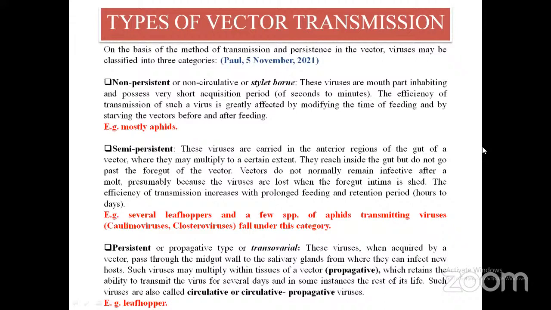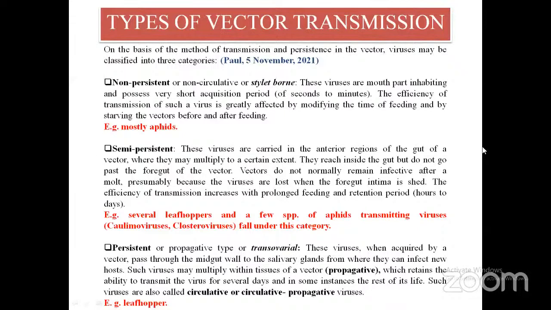The third category will be persistent. Out of these three categories, only this type of virus will be sustained in the body of the insects. That is, it can be transovarial and also transstadial, which again is very similar. It is very evident from the name that it can be transmitted from one generation to the next through the egg, and through the stadium, or through the axillary, to the next larval stages.